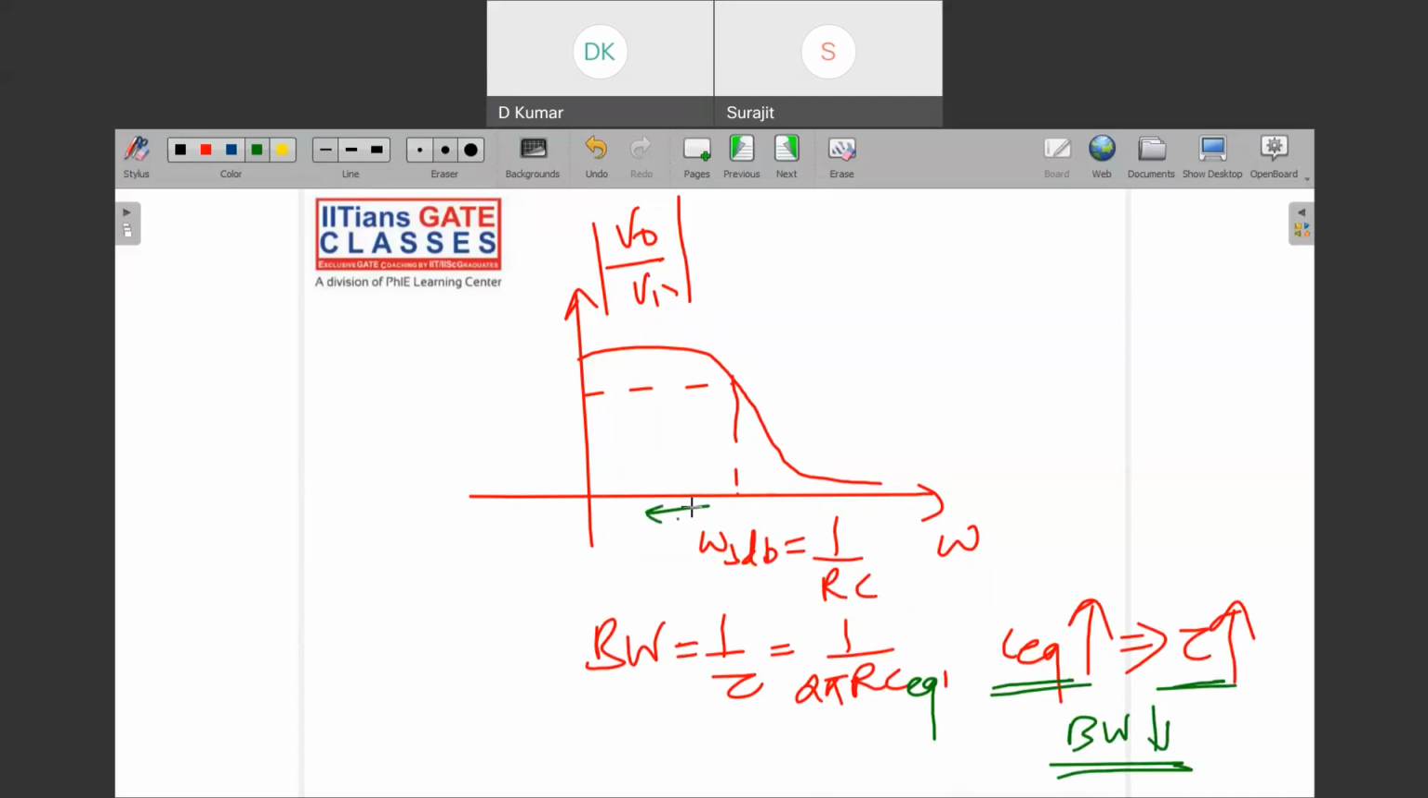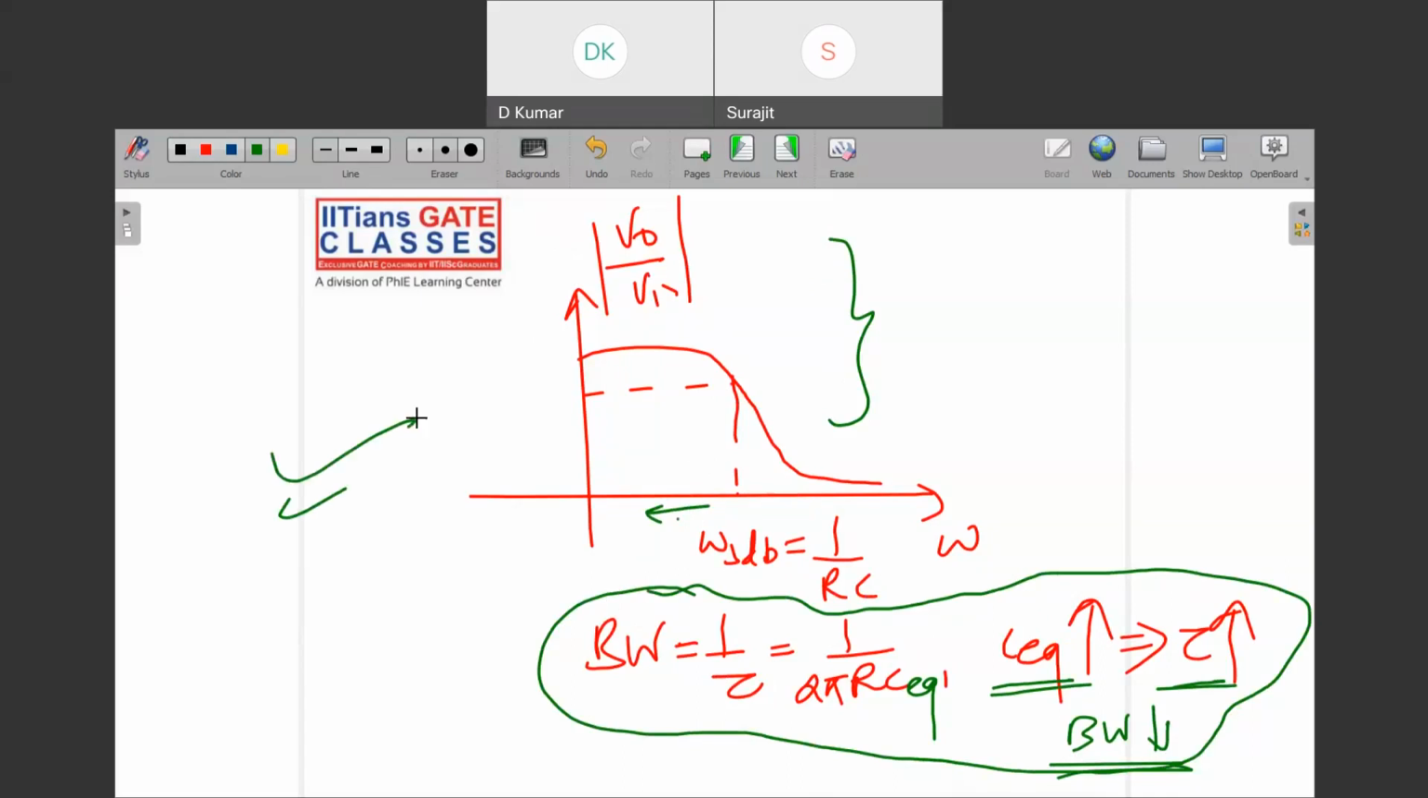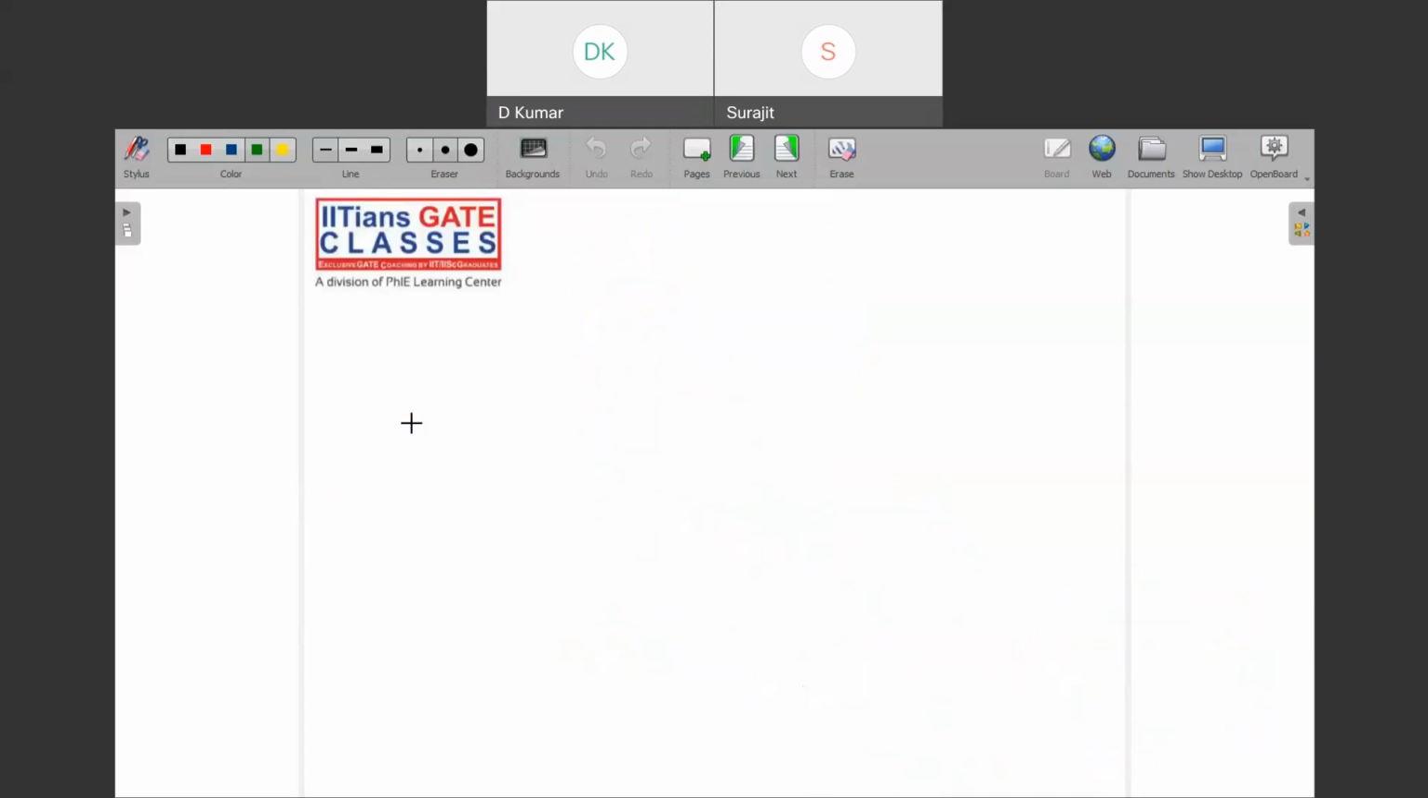Bandwidth will decrease. So remember that this is what the Miller effect is. In case of inverting amplifier only, Miller effect comes into picture. And in case of common emitter amplifier, this comes into picture, right? Please keep this in mind. This is what I wanted to discuss. Why we call 3 dB and all, you know.